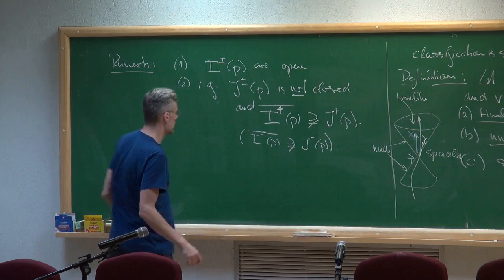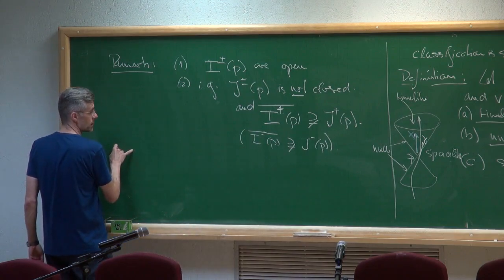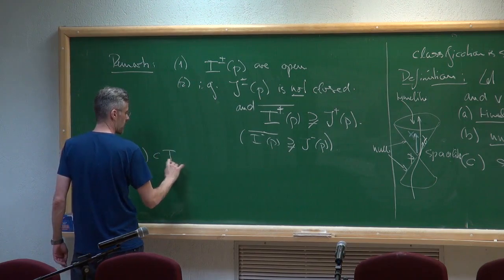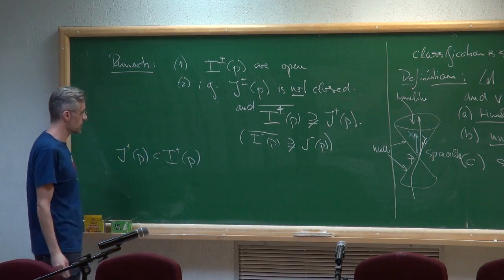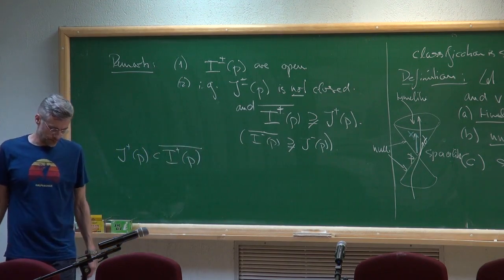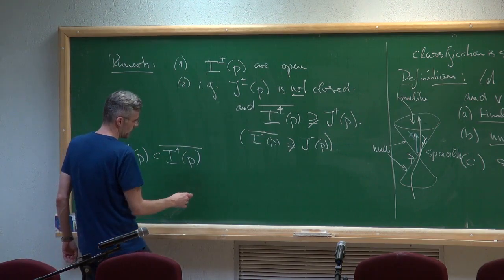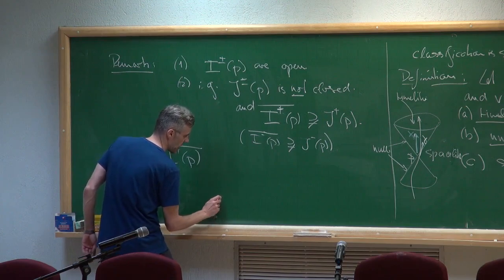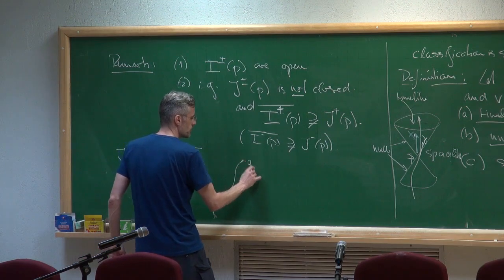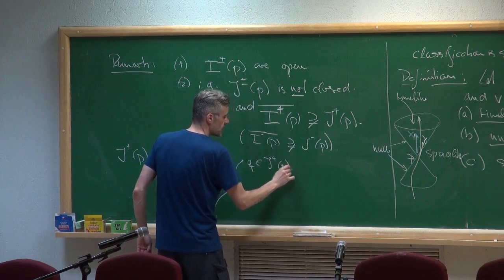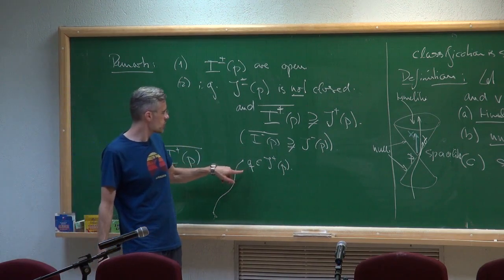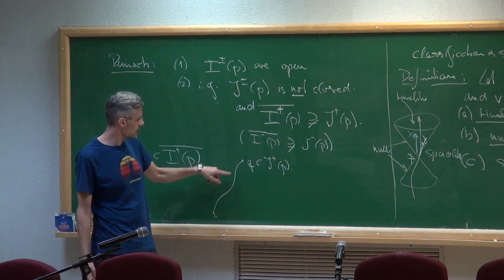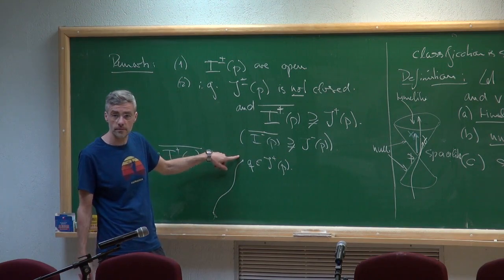Maybe just a little argument why J plus of P is in the closure of I plus. It's somewhat instructive to see this. Well, if you have your point P down here, and you have a causal curve to a point Q in J plus of P, then you want to show that this Q is in the closure of I plus. So you need arbitrarily close, you need some time-like curve from P to a point up here.